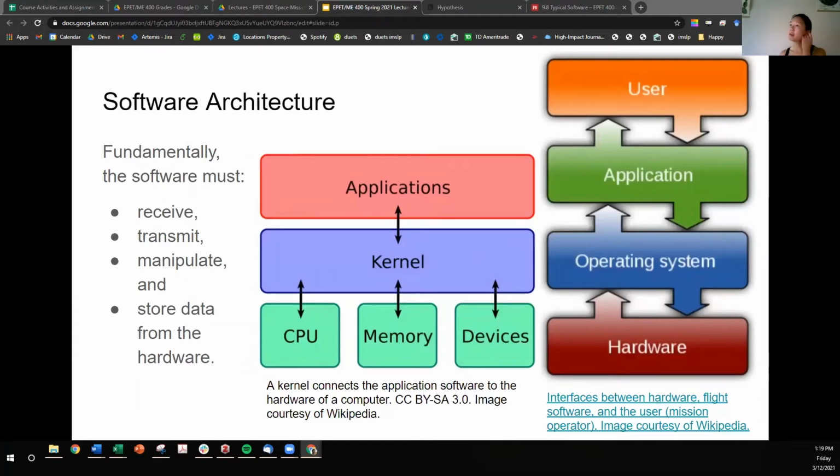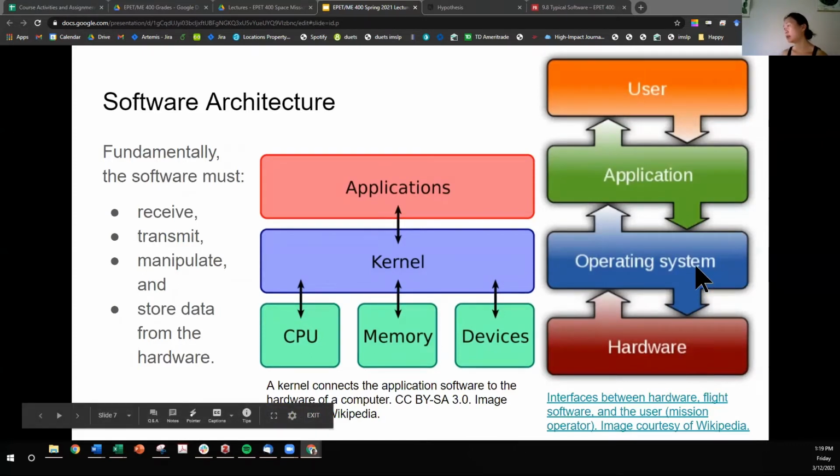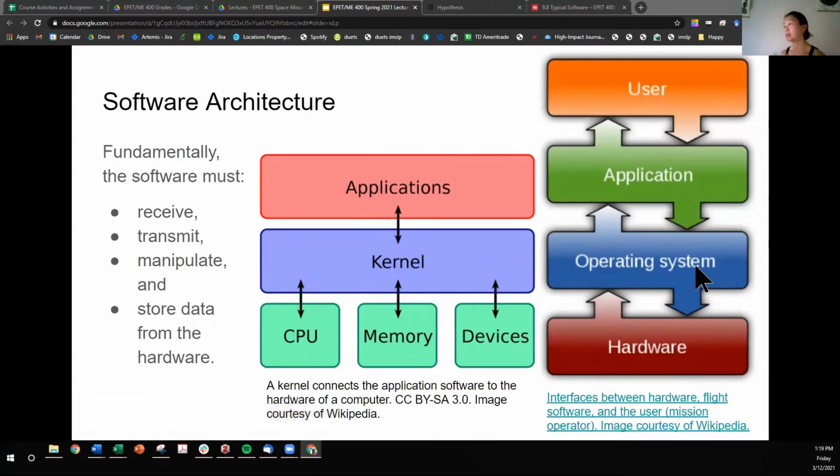Okay, let's talk about the software architecture that actually goes on the computer. Fundamentally, the flight software must receive, transmit, manipulate, and store data from the hardware. Now, the typical software architecture, regardless of whether it's a spacecraft or a personal computer, is that you have a user layer that interfaces with an application layer, and then an operating system that interfaces with the hardware. So this is the general flow and management of data.